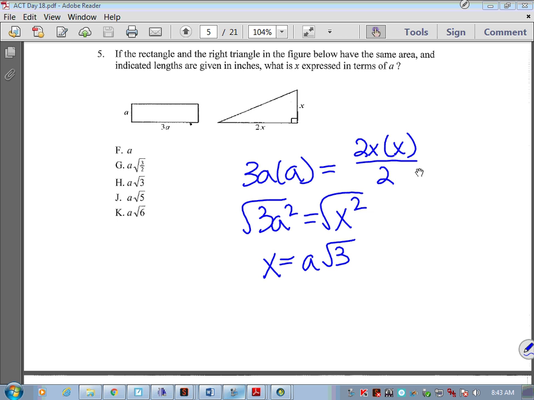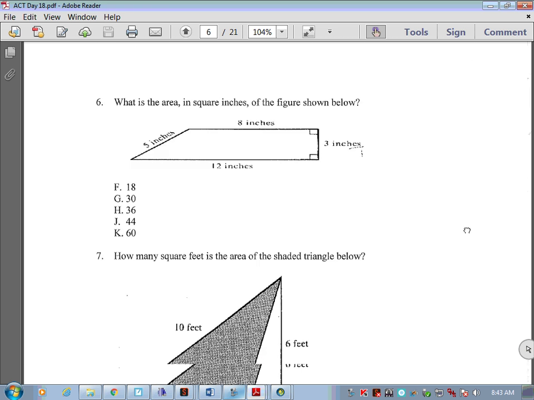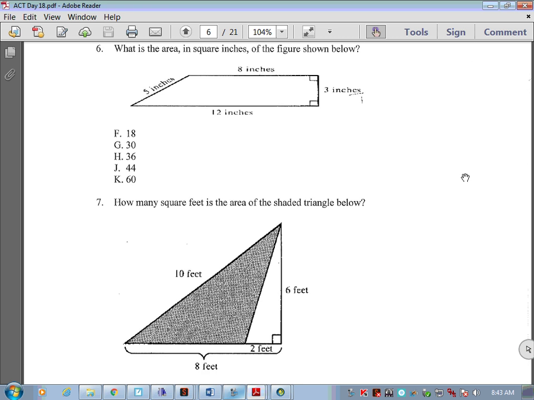Okay, and again, if we wanted to see if this was correct, we could plug a radical 3 in for x in our triangle and see if it comes out to 3a squared. And it should. And we would do that if we had a little bit more time. Okay, our next page is 5 and 7.